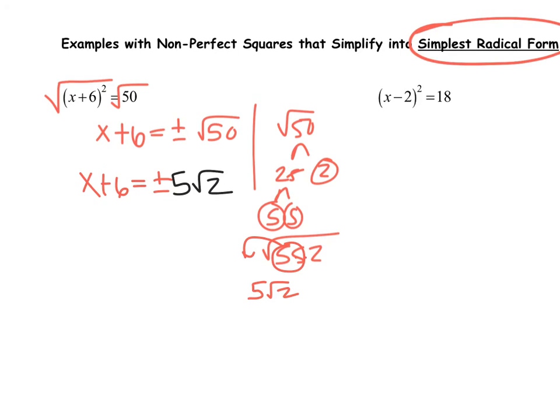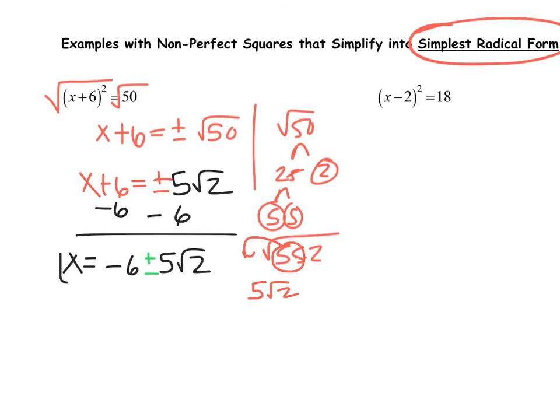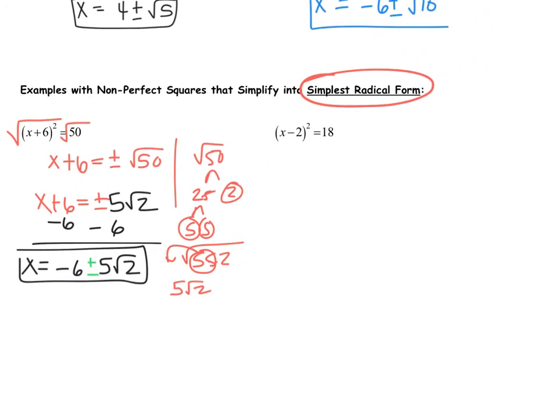To get rid of my 6, I subtract from both sides. Take away 6, and I get x equals negative 6 plus or minus 5 radical 2. That is your final answer. We cannot combine the negative 6 and the 5 radical 2 because the negative 6 doesn't have a radical 2 attached to it. If I were you, I would try to do the second example by yourself.